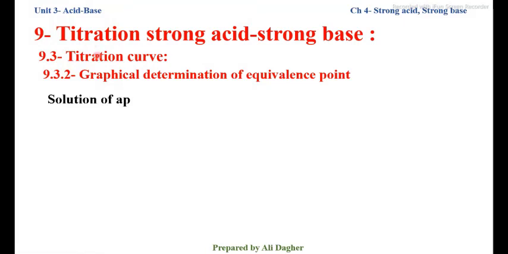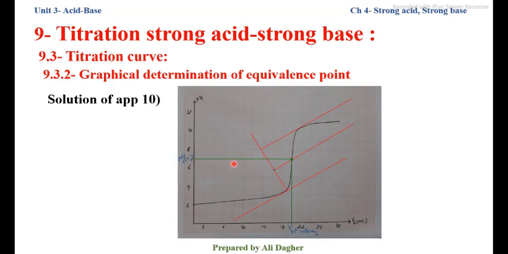Now we should determine graphically the coordinates of the equivalence point. Solution of application 10. This is the graph. We plot the first tangent, then we plot a perpendicular on this tangent, and we plot a perpendicular on this perpendicular such that it is a tangent on the second concavity of the curve. We determine the midpoint. From this midpoint, we plot a perpendicular. This perpendicular is parallel to the two tangents. It cuts the curve, the jump of pH, at the equivalence point. This is the equivalence point E.